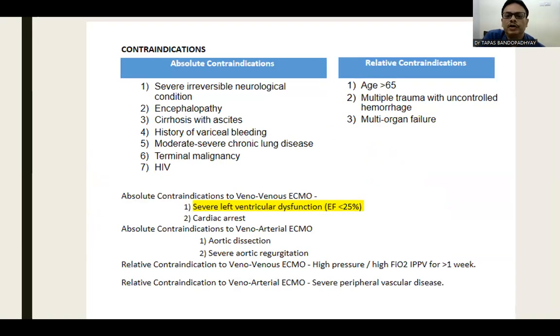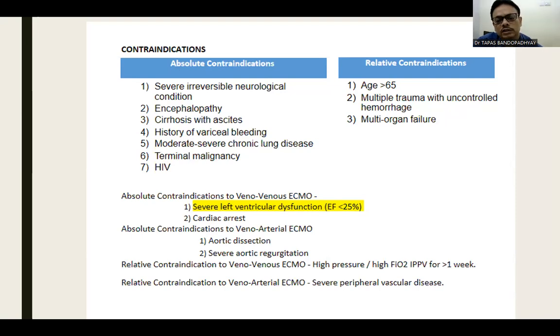And these are the contraindications that one should keep in mind: ECMO should not be used if there is severe irreversible neurological condition, the life expectancy is very less, there is encephalopathy, cirrhosis, history of variceal bleed, moderate to severe chronic lung disease, terminal malignancy, and in case of HIV patients. Relative contraindications are very advanced stage, multiple trauma and multi-organ failure.